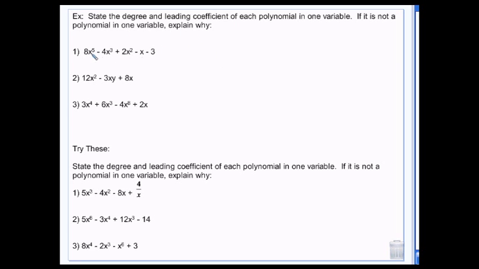Okay, so we first look through and see, okay, is there only one variable? Let's see, there's just x, that's cool. It's a polynomial in one variable. The highest exponent is right there, 5. So the degree is 5. And the leading coefficient is 8. If I look at this second example, I have an xy, so it's not a polynomial in one variable, because it has 2 letters.